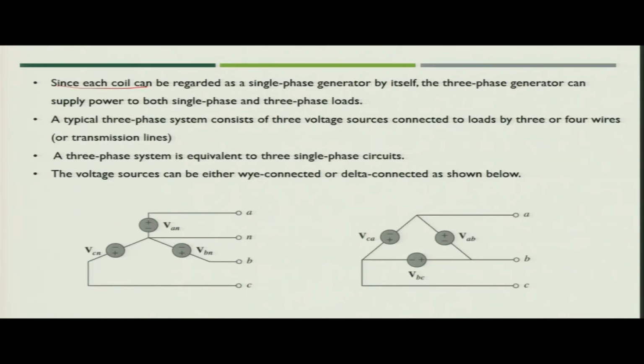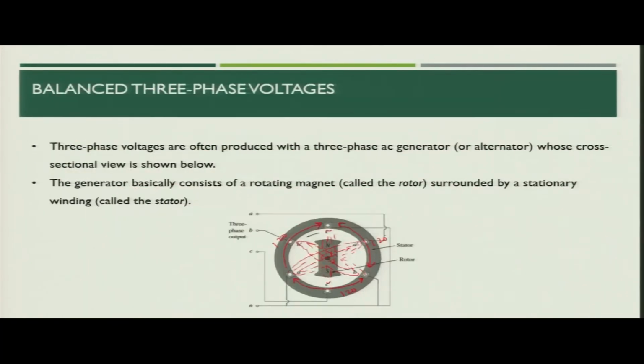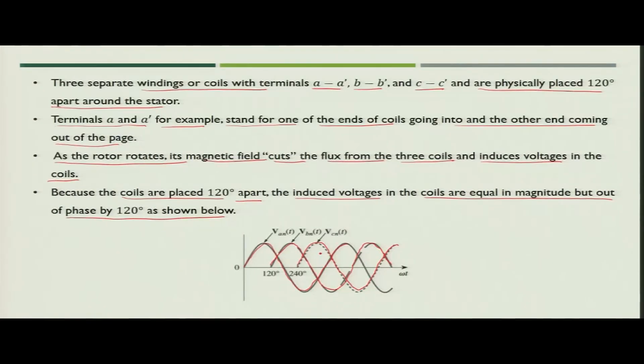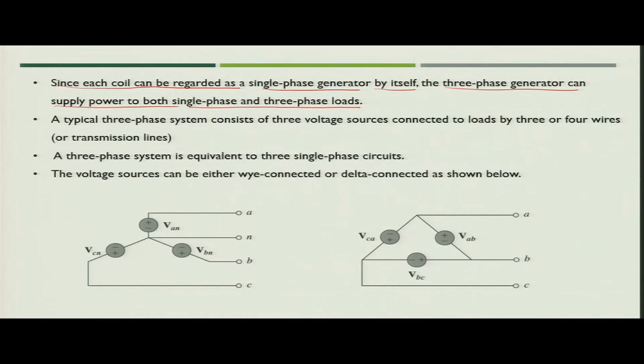Now, since each coil can be arranged as a single phase generator by itself, the three phase generator can supply power to both single phase and three phase loads. So, if you see this particular figure, these three coils are independent coils. So, you can consider them as three independent sources. What you can do is arrange them in such a way that it looks like there are three different voltage sources. In this figure, the generator is wound in such a way that it is star connected.